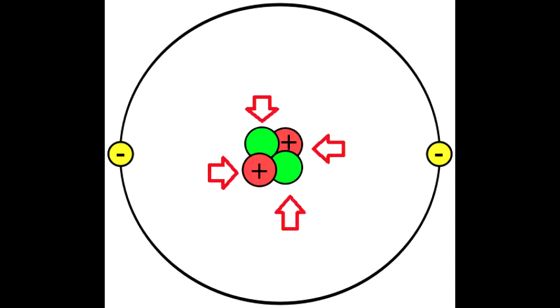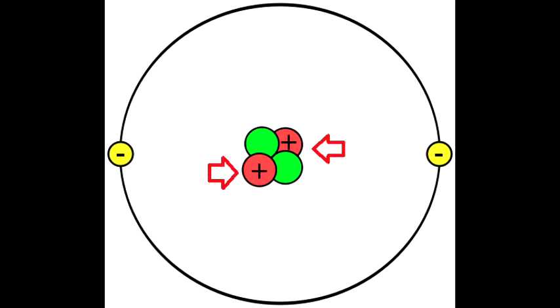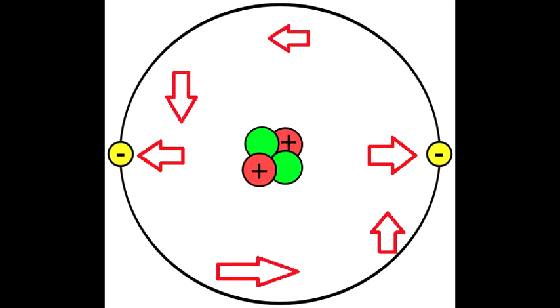Protons and neutrons are in the nucleus, but protons are positively charged particles and neutrons are neutral and carry no charge. Electrons, however, are negatively charged particles and they surround the nucleus.